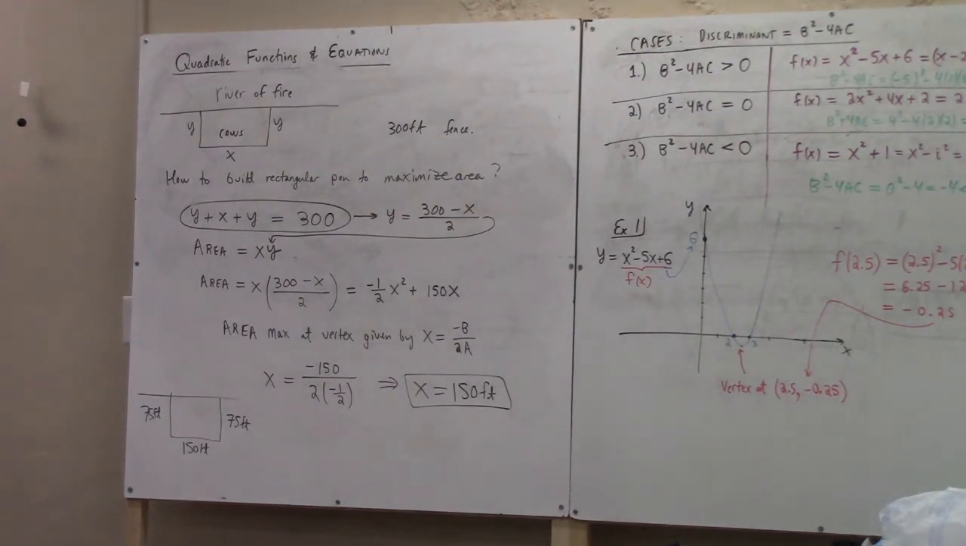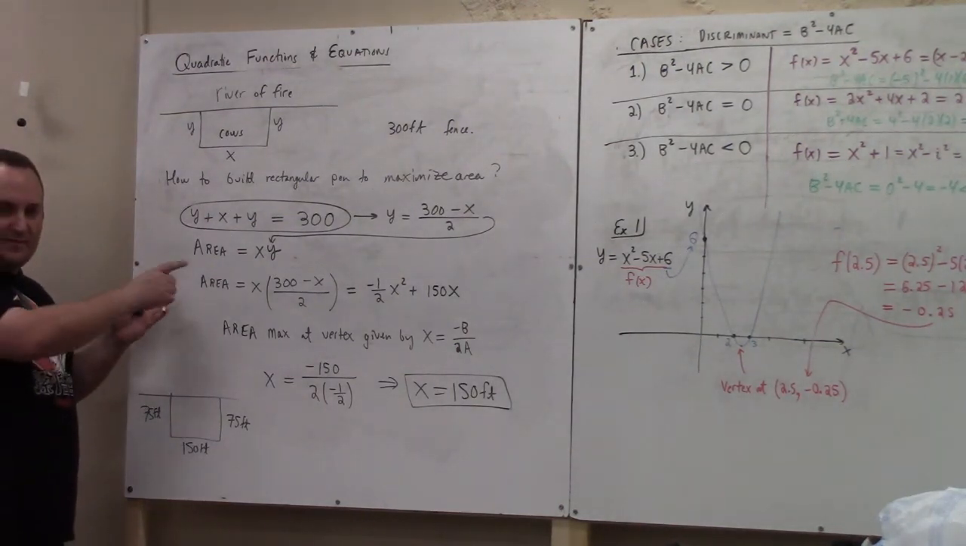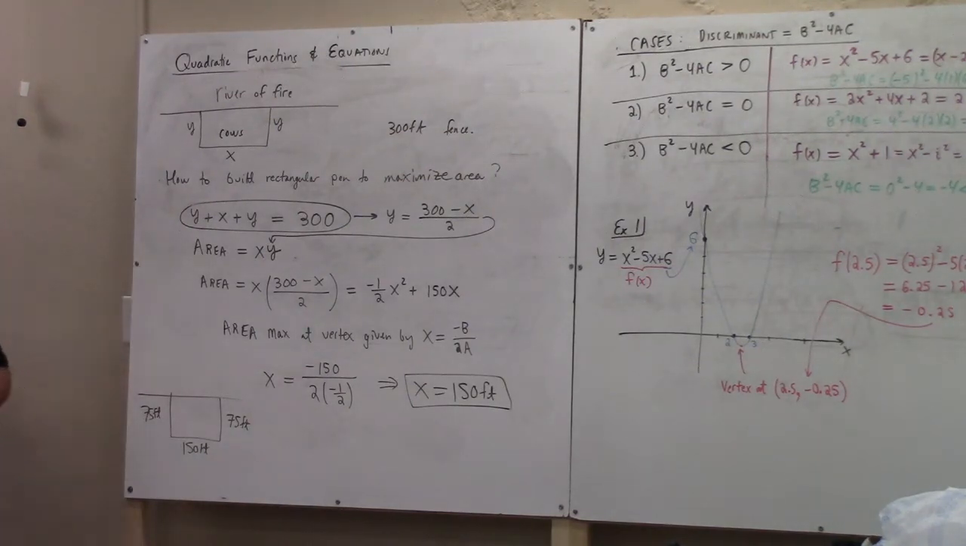And see, we can solve that kind of problem because we understand that a parabolic quadratic function has its maximum or minimum at the vertex. That's the idea here.